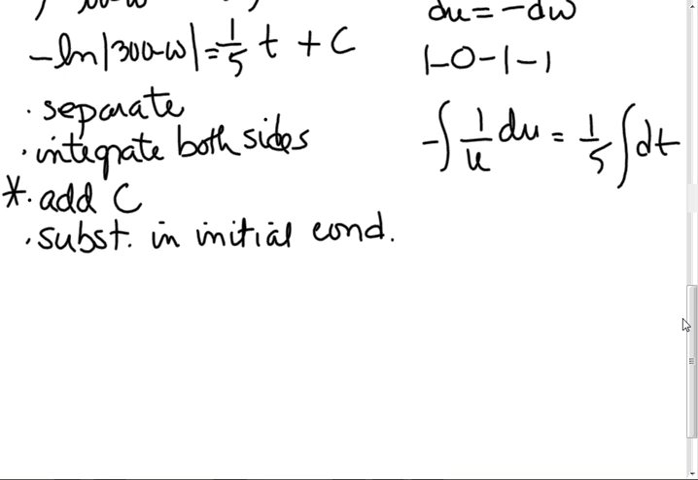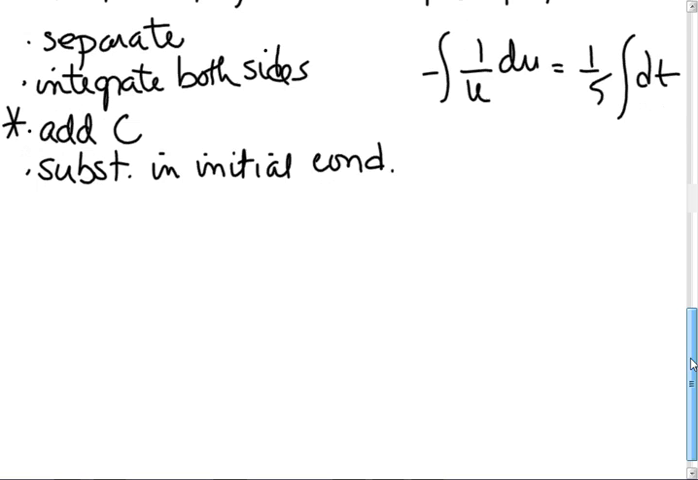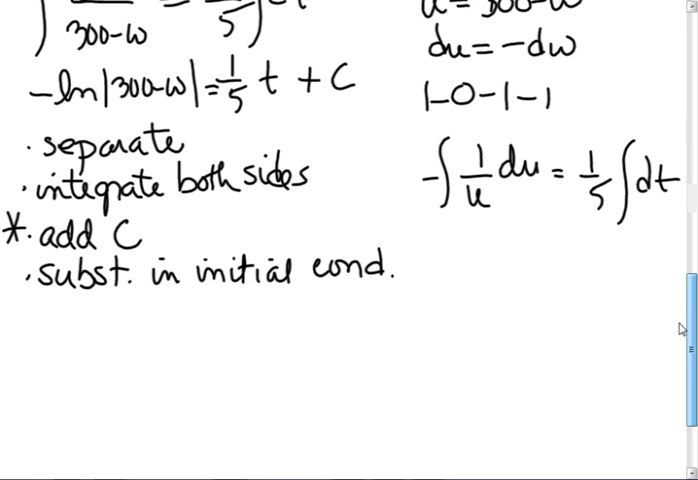You still don't get any points once you solve for C. You don't get any points till you solve for W. And to solve this equation for W, before you can exponentiate both sides, you must divide by that negative 1. You must divide by negative 1.